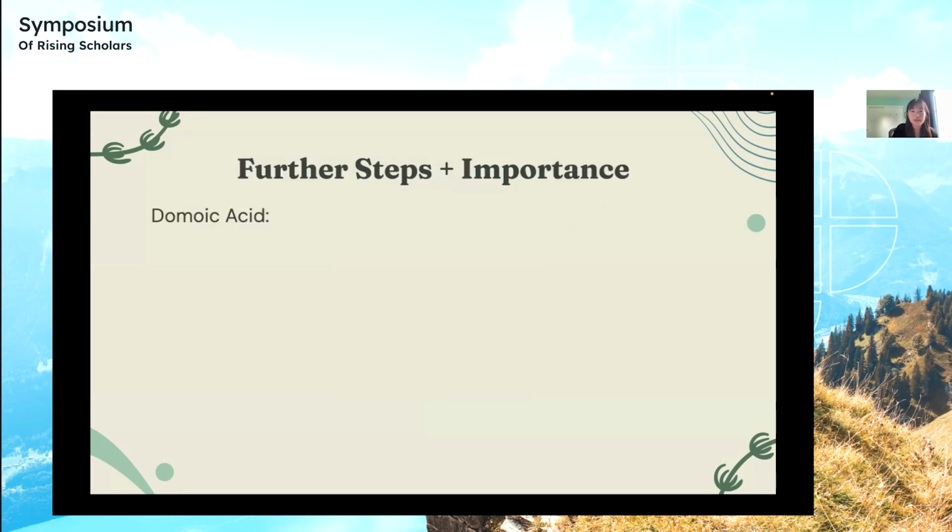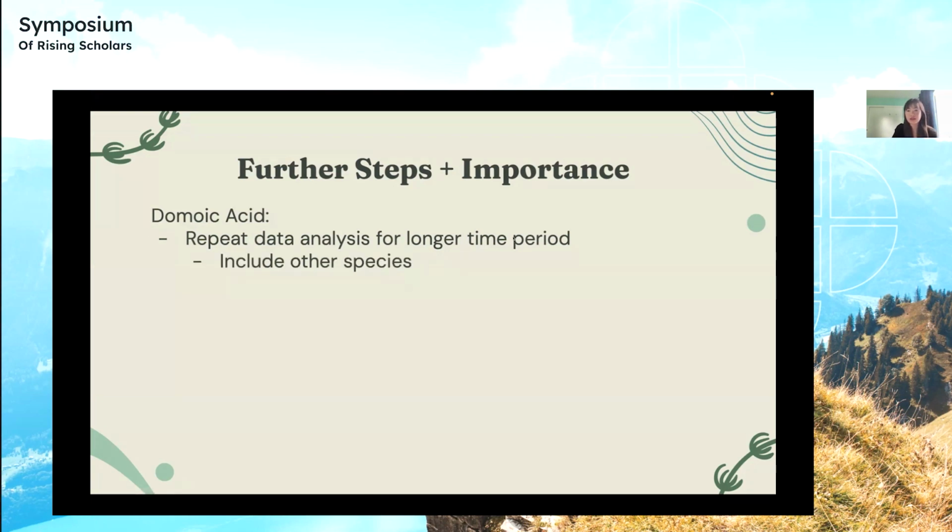For my further steps, for domoic acid, I would like to repeat the data analysis for a longer time period, since the data that I've collected was only from about 3 months, and obviously we see that they can go all the way into the winter months. I'll also include other species such as shellfish and even some sea lions and zooplankton.